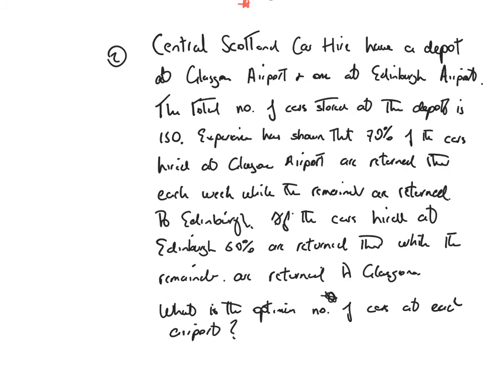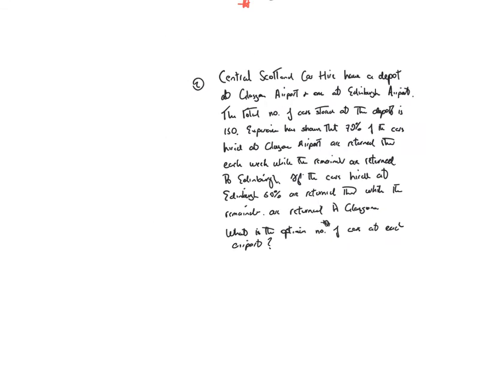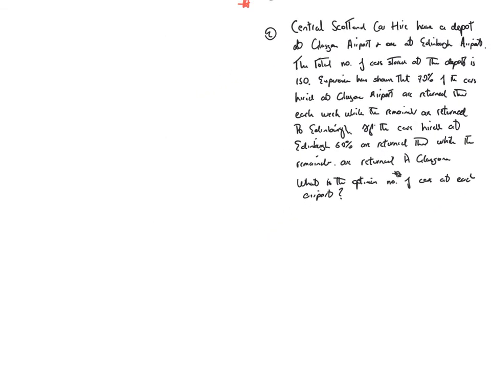Right, just a very similar example, but slightly different numbers, which is ideal. So let's just get into this one. Okay, so let's focus on what's happening next week in Glasgow, G(n+1). Glasgow will get 70% of the cars going back to Glasgow. Experience has shown that 70% of the cars hired at Glasgow get back to Glasgow. So that's 0.7 Gn. Now, it also gets some of the Edinburgh cars. 60% of Edinburgh cars go back to Edinburgh, which obviously means that Glasgow gets 40% of the Edinburgh cars.